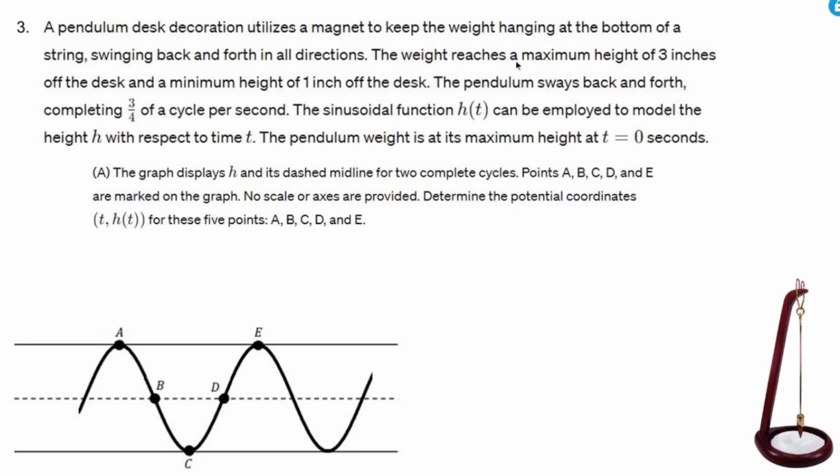The weight reaches a maximum height of 3 inches off the desk and a minimum height of 1 inch off the desk. The pendulum sways back and forth, completing 3/4 of a cycle per second. The sinusoidal function h of t can be employed to model the height h with respect to time t. The pendulum weight is at its maximum height at t equals 0 seconds. Okay, so pretty much what we're dealing with is no calculator allowed.